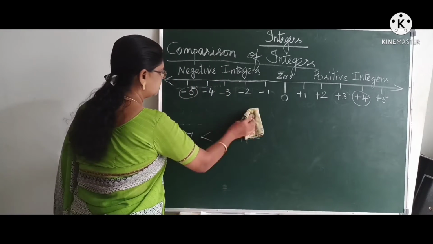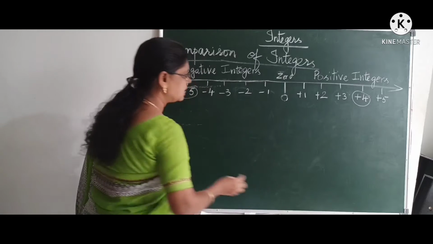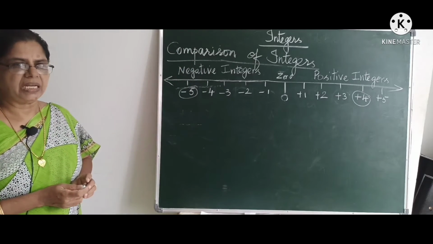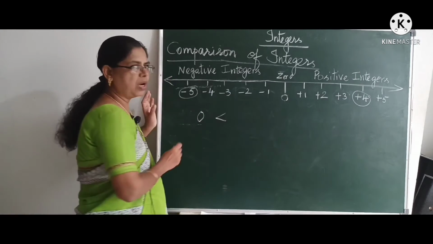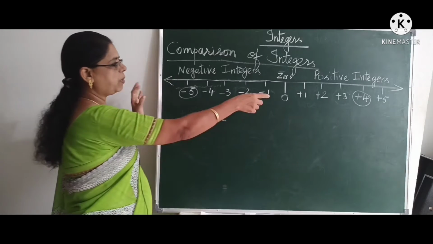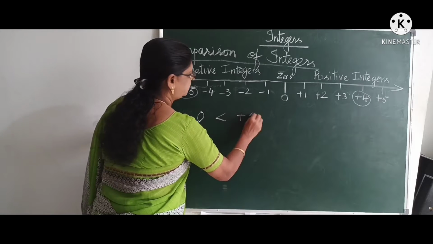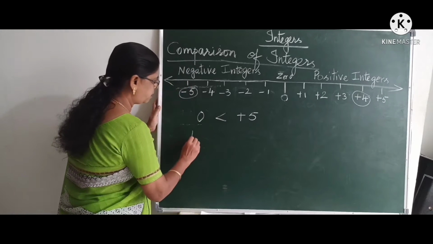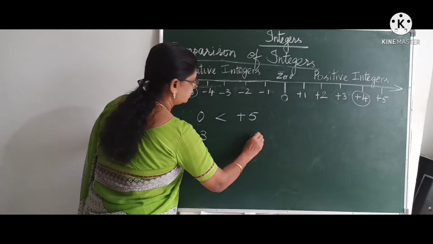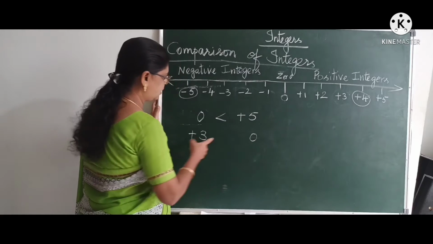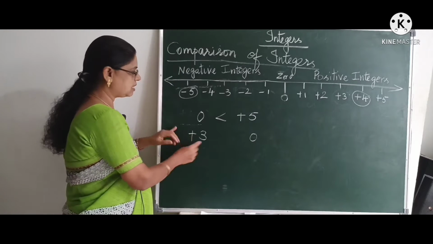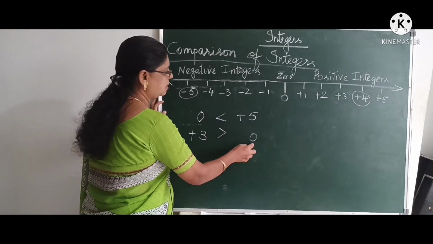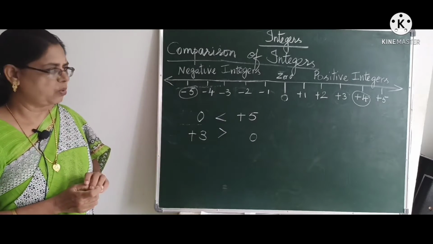Next rule is 0 is less than the positive integer. 0 is less than or smaller than every positive integer. So if you put plus 3 and 0, we say 0 is smaller than the positive integer. That means plus 3 is bigger than 0. That is the second rule.